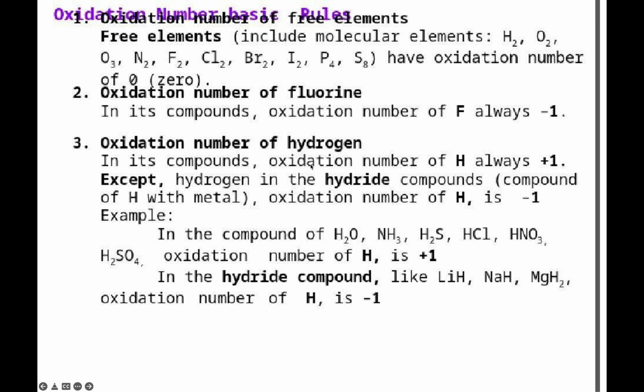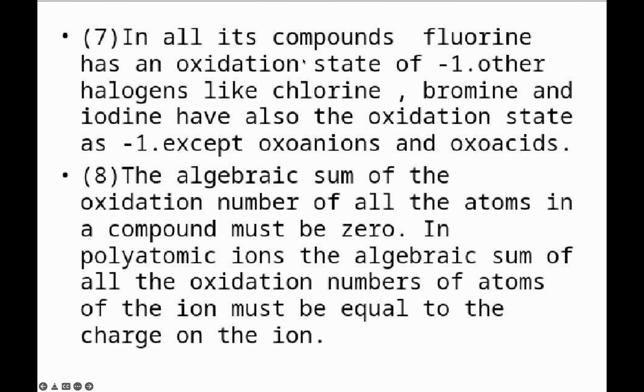Then for hydrogen, it is always +1, except in hydride compounds like lithium hydride, where it is -1. With H2O, NH3, H2S, HCl, HNO3, it is +1. And in hydride compounds like those of lithium, sodium and magnesium, the oxidation number of hydrogen is -1. So remember well all these concepts. Now in all its compounds, fluorine has an oxidation state of -1, and other halogens like chlorine, bromine, iodine also have oxidation state -1. Remember that, except in oxo anions and oxo acids.